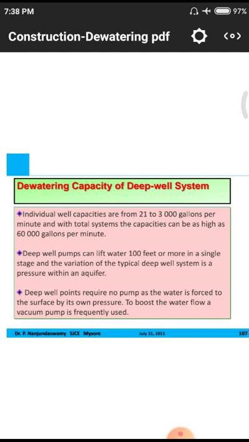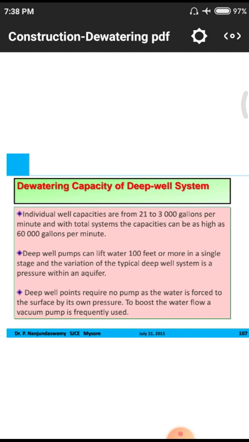Likewise, per minute they need to discharge this quantity of water from a pipe. Those also depend upon the pipe diameter. If the diameter of the pipe is very small, automatically we have to discharge these 21 gallons of water. If it is a large diameter pipe, there may be a chance of 3000 gallons per minute. Within the total system, capacities can be as high as 60,000 gallons per minute, depending upon the motor sizes and diameters of the pipes we are using. These capacities also depend upon those conditions.